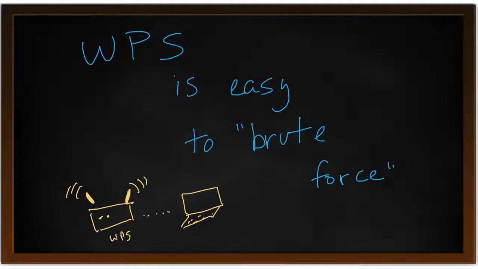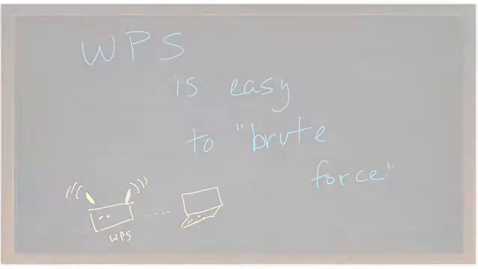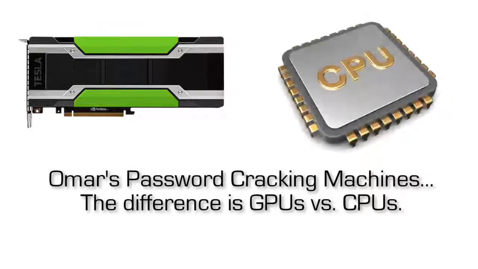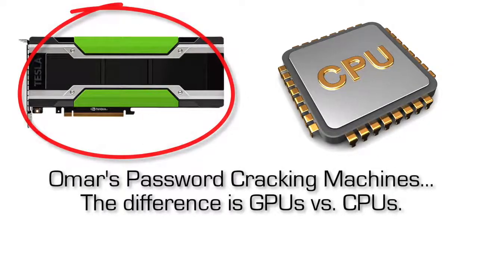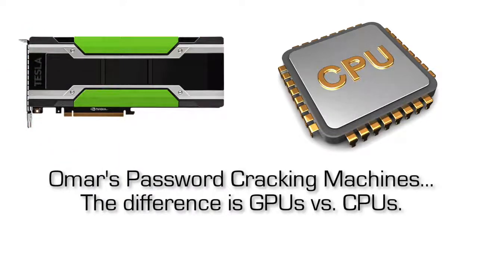Now, another protocol that is also fairly insecure is WPS. It's also easy to brute force, and it has a short PIN that only takes a few hours to brute force or crack. It all depends on your CPU or GPU. Of course, if you use GPUs, you will obtain much better results than if you just use a CPU.